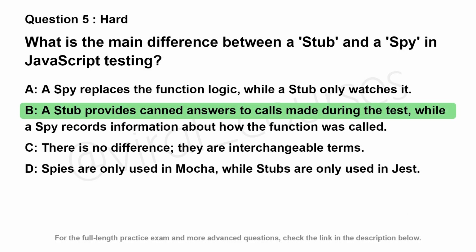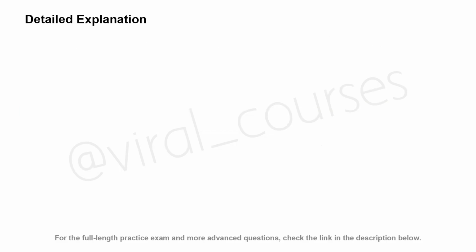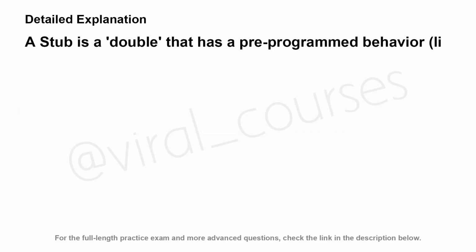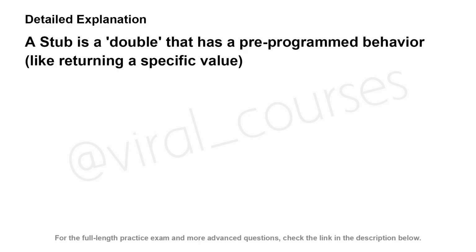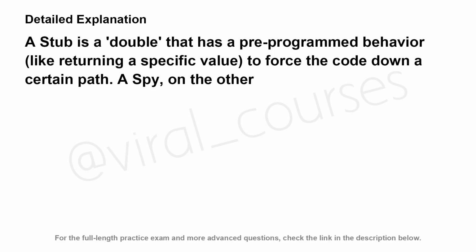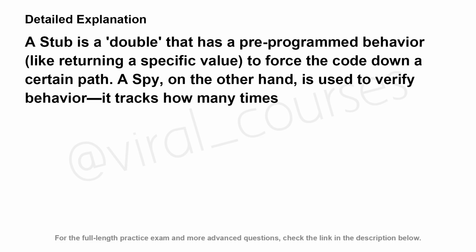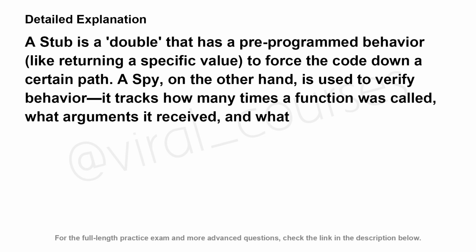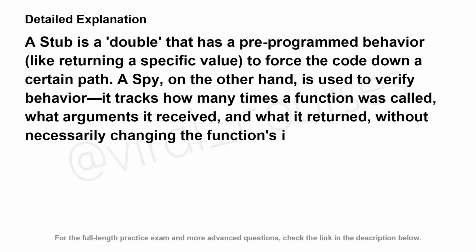The correct answer is B. A stub is a double that has a pre-programmed behavior, like returning a specific value, to force the code down a certain path. A spy, on the other hand, is used to verify behavior. It tracks how many times a function was called, what arguments it received, and what it returned, without necessarily changing the function's internal implementation.